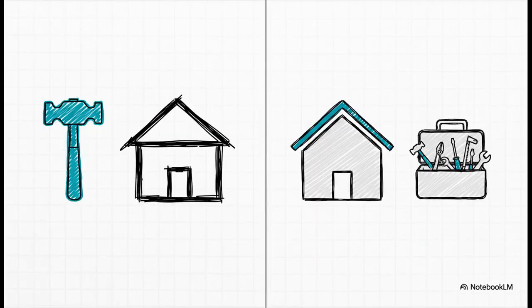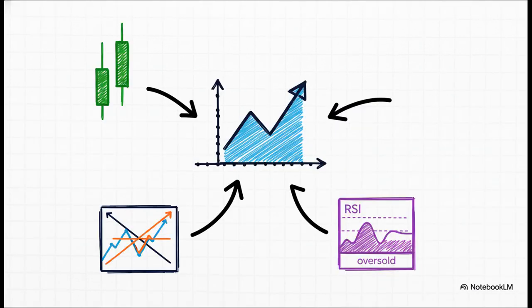Let's go right back to that toolbox idea. You can't build a house with just a hammer, right? You need a screwdriver, a saw. It's the exact same thing in trading. Pivot points are a fantastic hammer, for sure, but you still need all the other tools in your kit. So what's the solution? You need to look for confirmation.